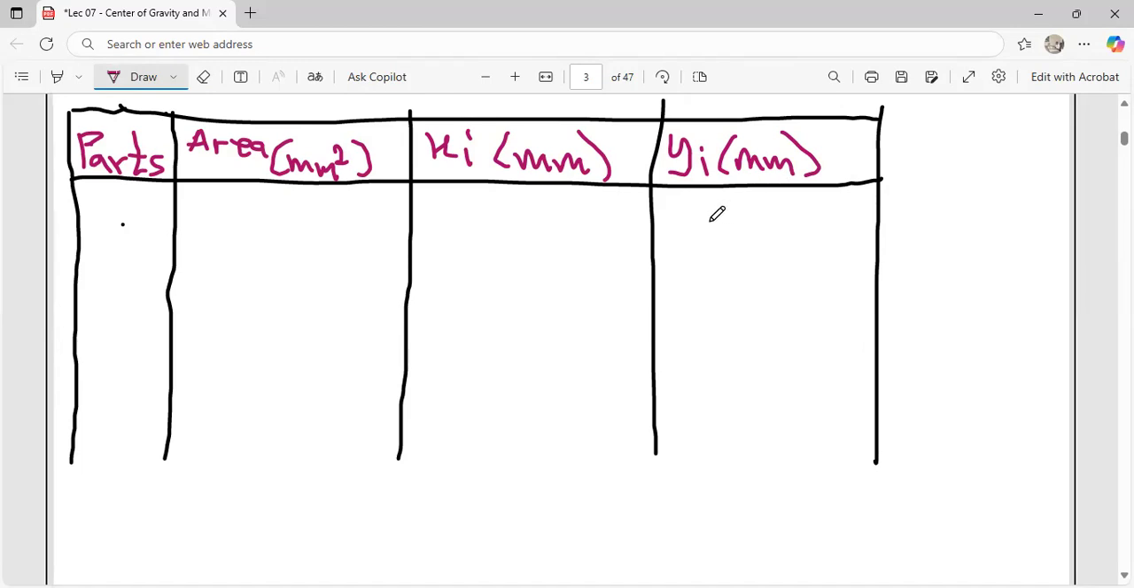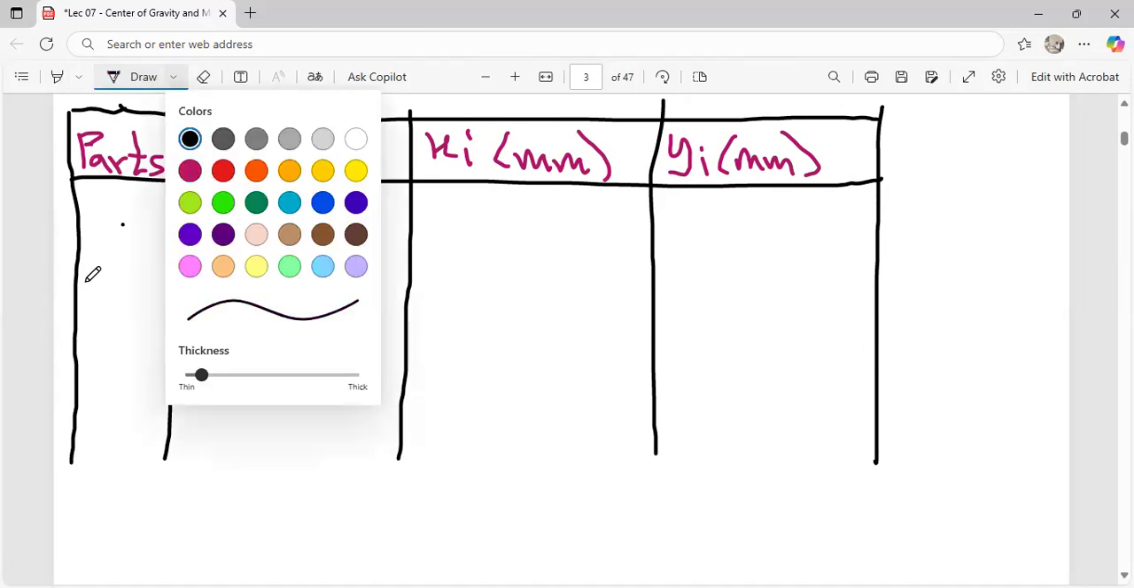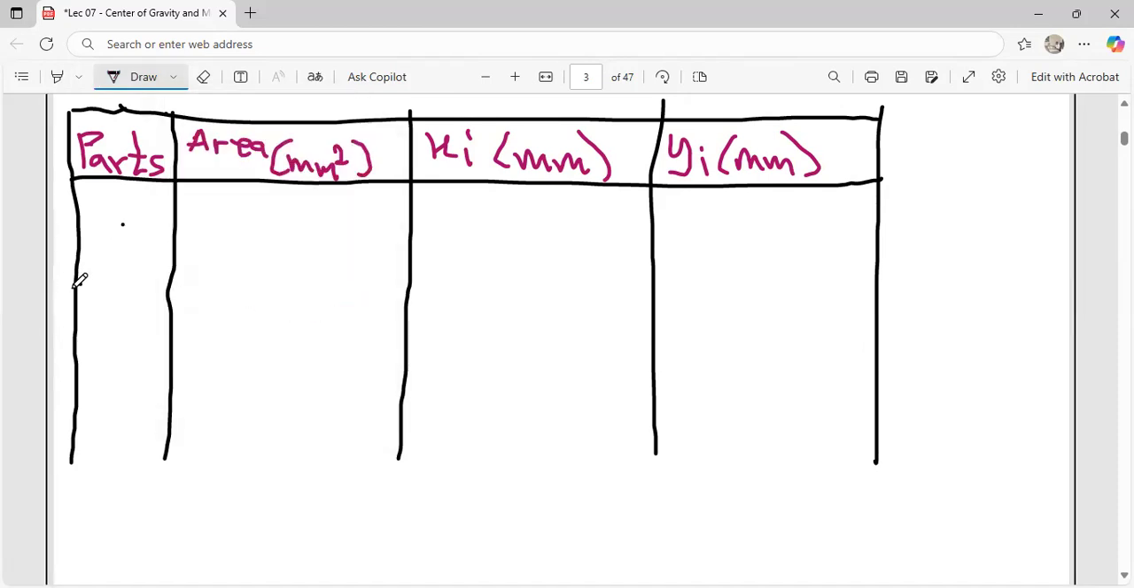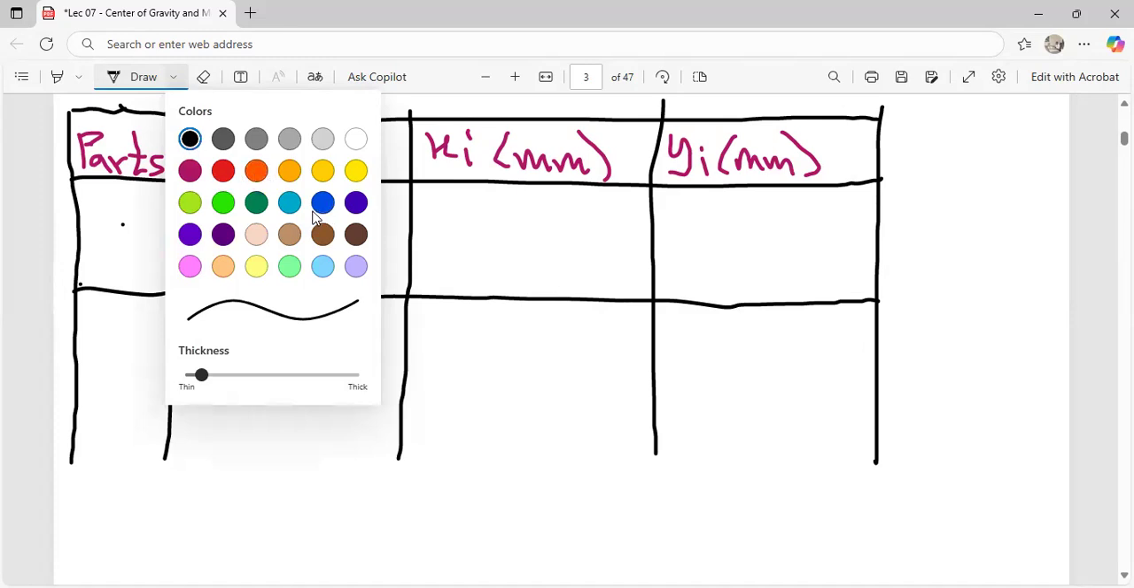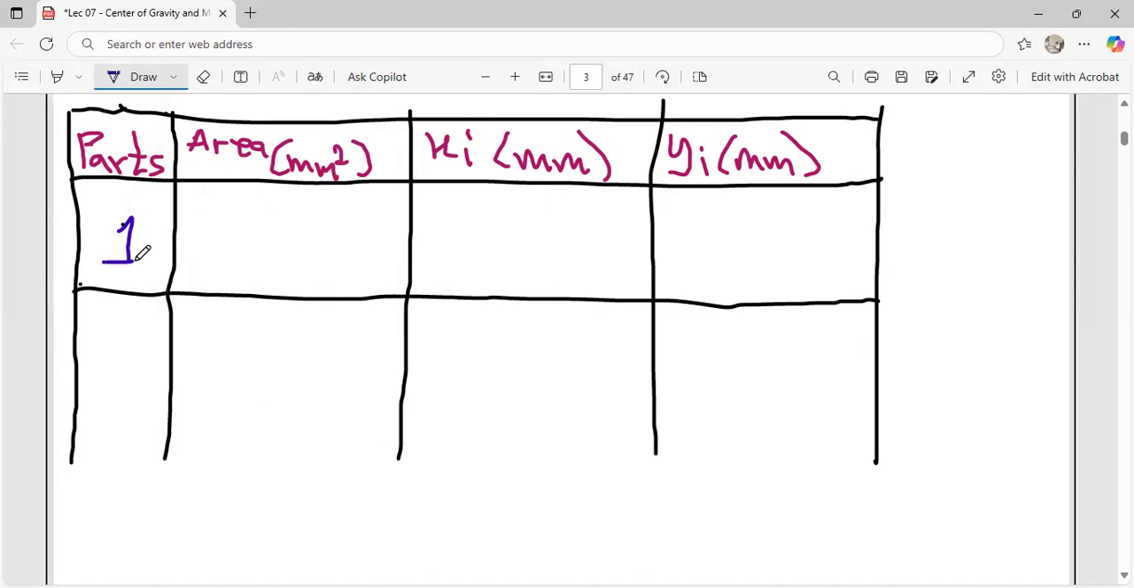Good. From there, since we have only two parts, we can now take our parts one after the other and see how best we can make meaning out of them. So let's say this is our part one. This is our part two.